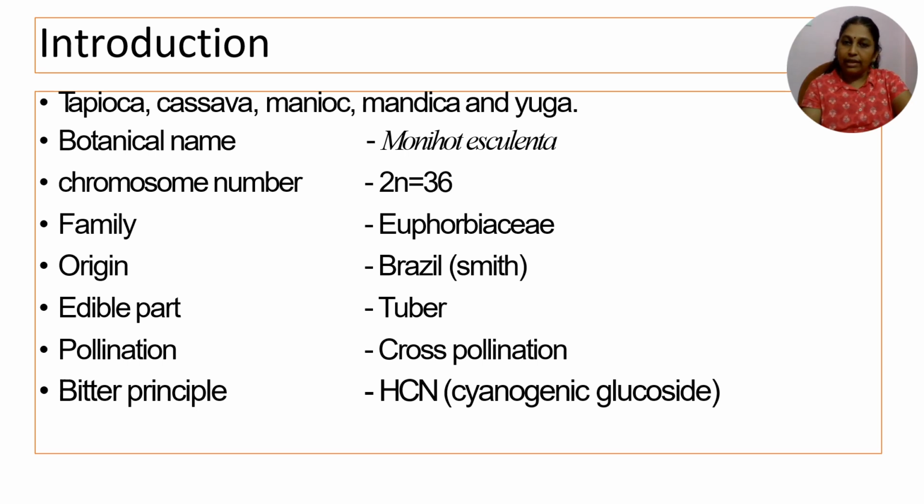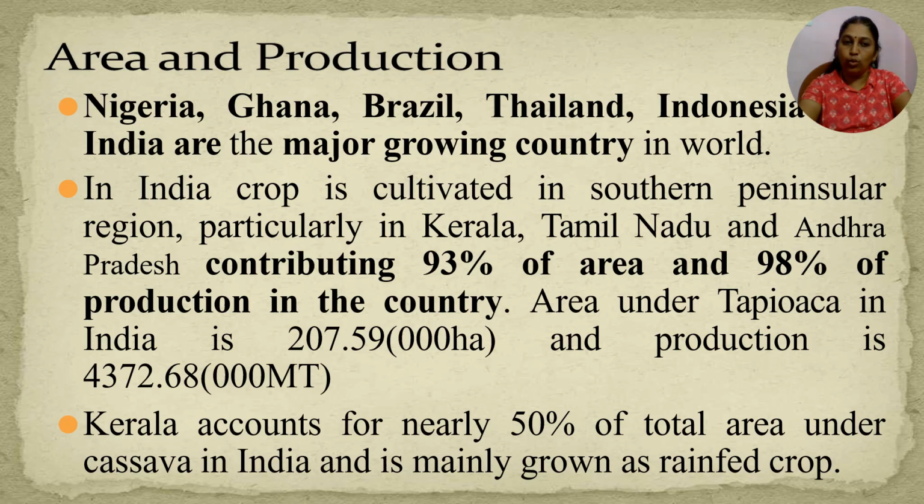The other names of cassava are tapioca, manioc, yuca, mandioca. The origin is Brazil. The edible part is the tuber. The mode of pollination is cross-pollinated. The bitter principle responsible is hydrogen cyanide, which is one of the cyanogenic glucosides.